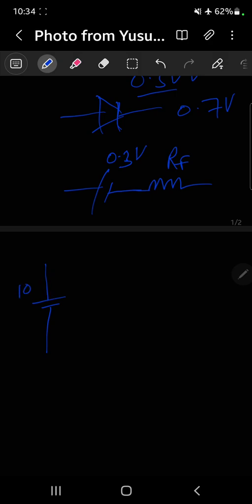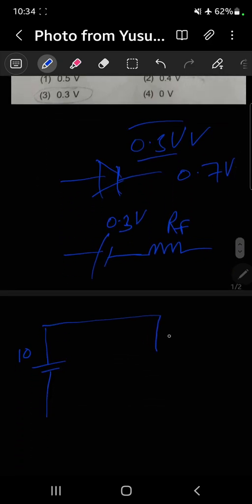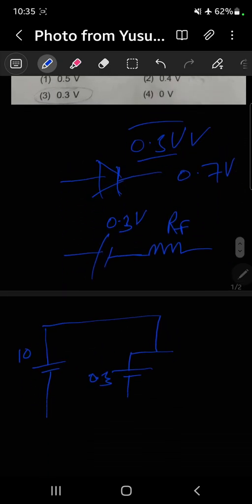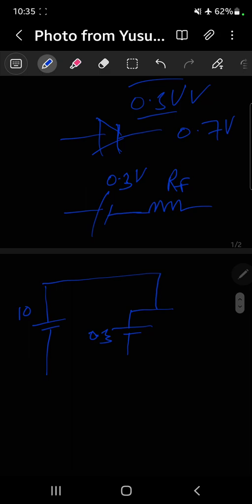This is 10 volt, and suppose germanium turns on first. Okay, then it is represented by a cell of 0.3 volt, but here resistance is not given, so we will consider resistance 0. Okay, no problem. And this diode as it is. Now they both are in parallel, and in parallel voltage is same. If it is 0.3 volt, then it is also 0.3 volt.